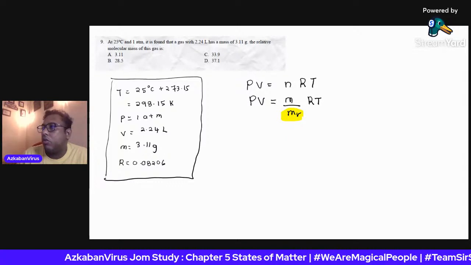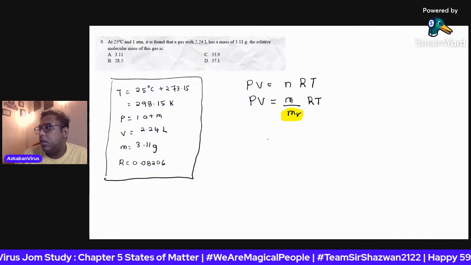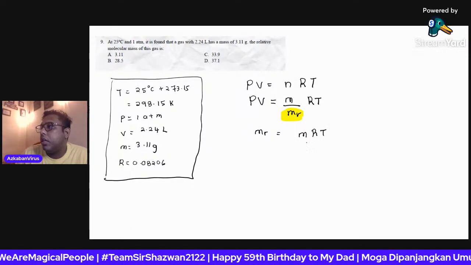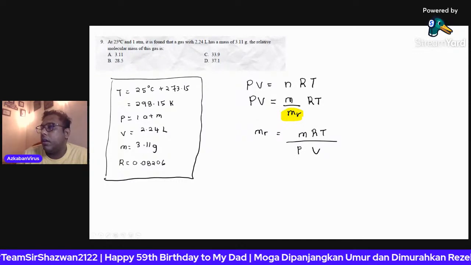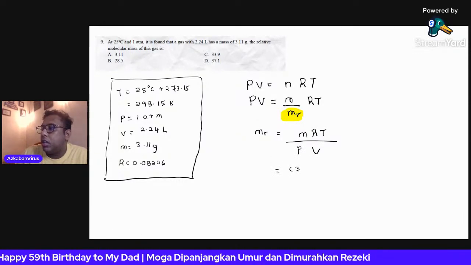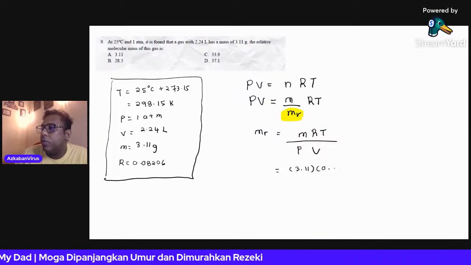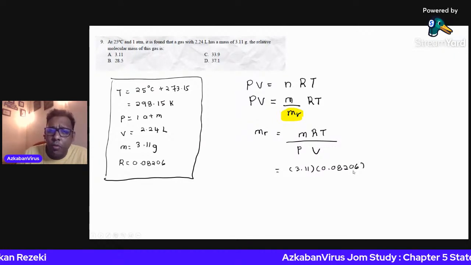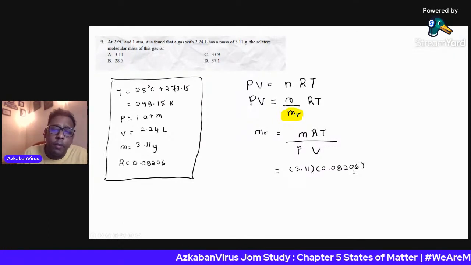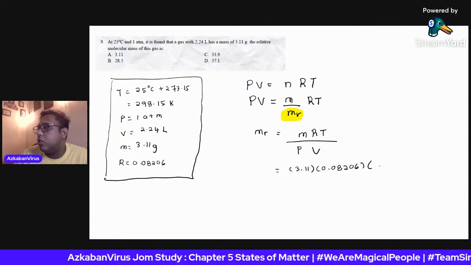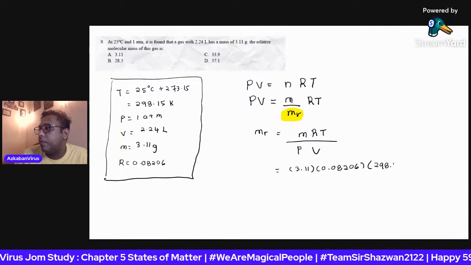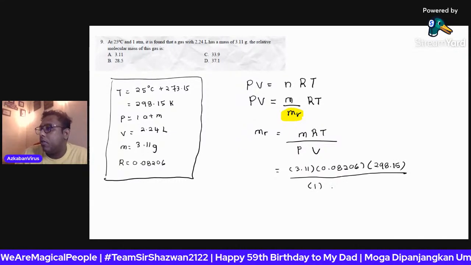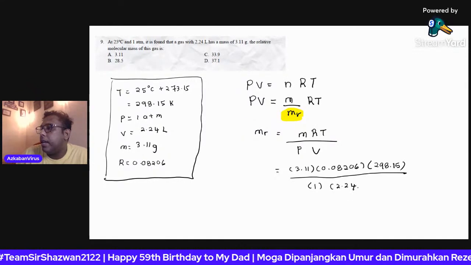So macam mana nak cari yang itu? So kita jadikan dia sebagai tajuk. M_R is equal to mRT over PV. So kita substitute lah nilai yang kita ada. 3.11 untuk mass. R is equal to 0.08206. Okay. Jangan guna value yang lain. Kamu tak guna value yang lain lagi. Kamu guna 0.08206 saja. T adalah 298.15. P adalah 1 atm. V adalah 2.24 liter.